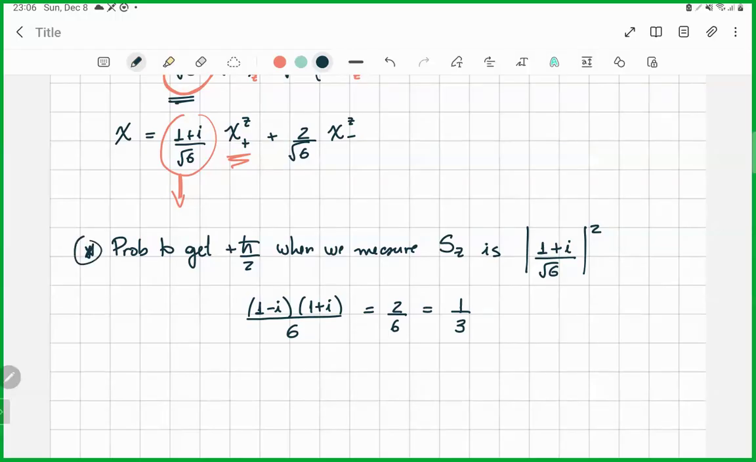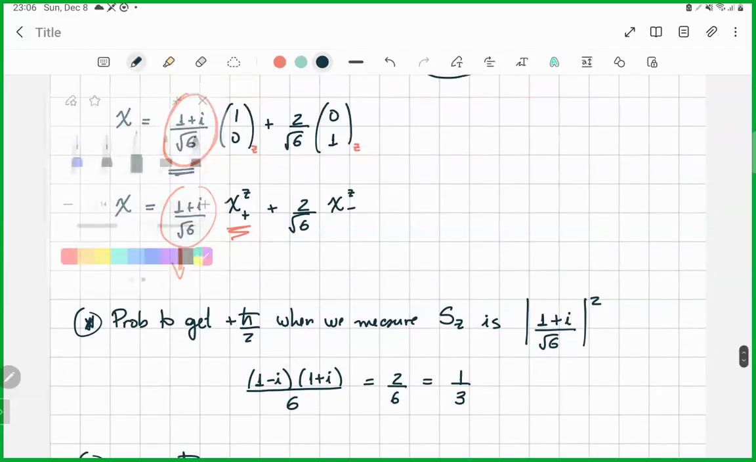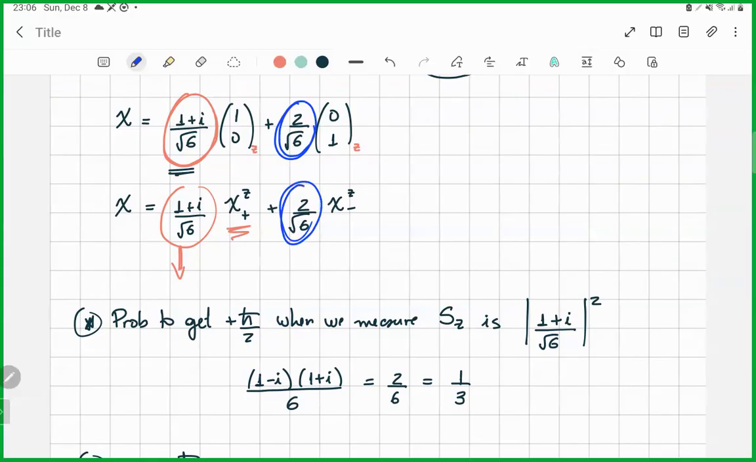What is then the probability to get minus h bar over 2? What is the probability that when we measure this spin, we are going to get it pointing down in the z direction? Well, that is going to be the other term, this one, absolute square of that one, right?